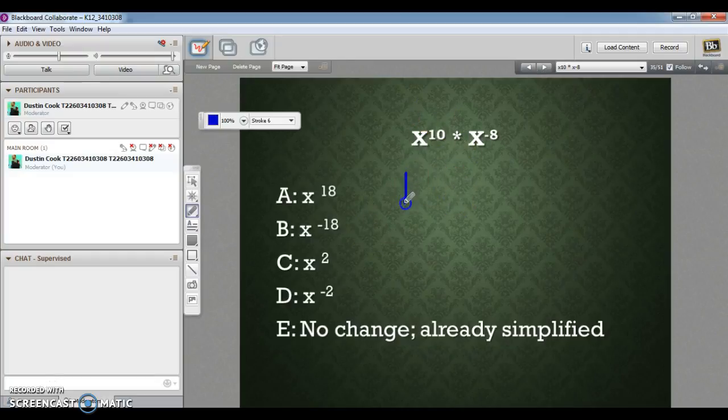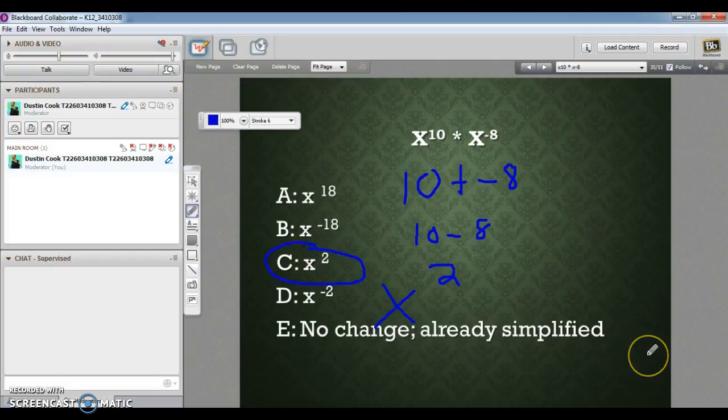Okay, hopefully you paused that. So 10 is our a, so we have 10 plus our b, which is negative 8. 10 plus negative 8 is the same thing as 10 minus 8, which is 2. So it should be x to the 2, right? So hopefully you picked C, because 10 plus negative 8 is 2, x squared, x to the power of 2. Boom.